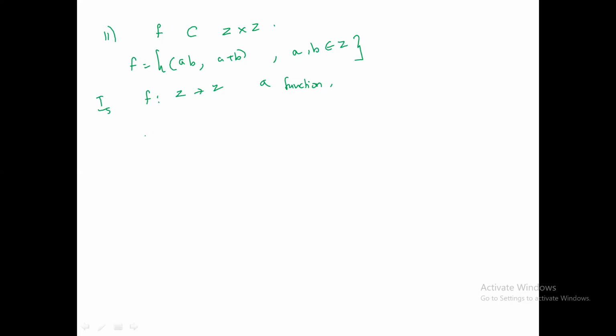How will you say whether it is a function or not? We know that a relation from set A to B is a function if every element of set A has a unique image in set B. So what we will do is we will take the set A, and in the set A, we will take some numbers.